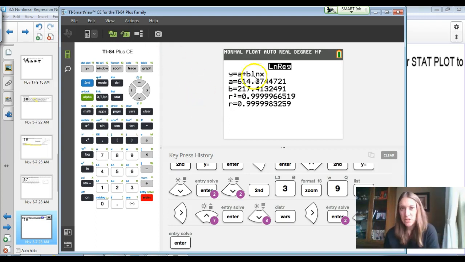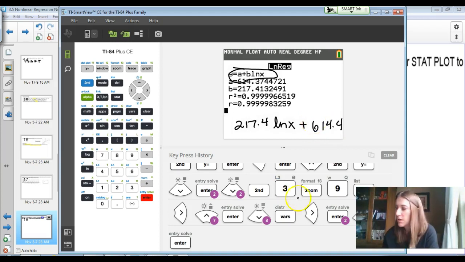We're going to write down our equation though. So on our paper, please write down, they already have the y equals blank. Now they do kind of put the formula backwards. See how they put the a plus first? So usually we put the logarithm first. So we're going to put 217.4 natural log of x, and then plus the a value of 614.4. So we're rounding to the nearest tenths place simply because I'm too lazy to write any more than that.